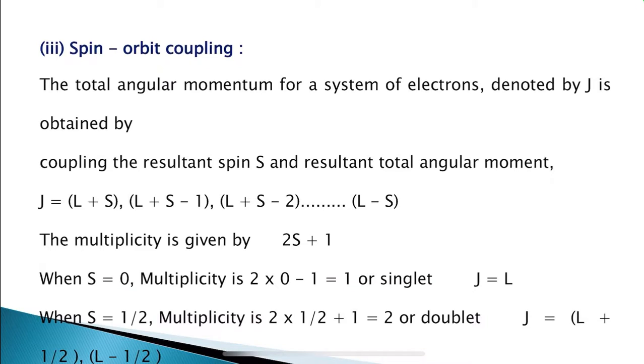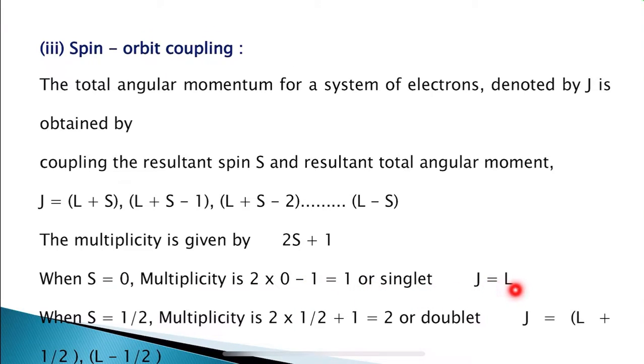The multiplicity is given by 2S plus 1. We calculate the multiplicity for the number of such possible levels, the different possible levels which J can take. The number of possible levels is called the multiplicity, calculated by the formula 2S plus 1. Now let us see when S is equal to 0, then the multiplicity is 2 into 0 plus 1, which will be equal to 1, or a singlet.